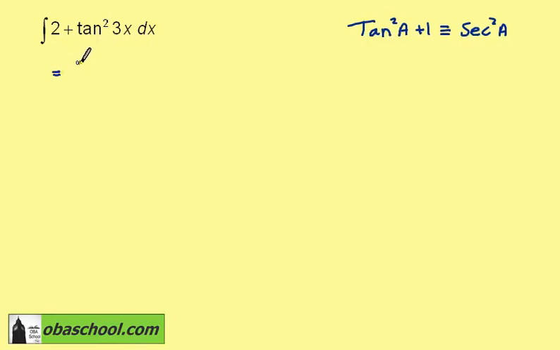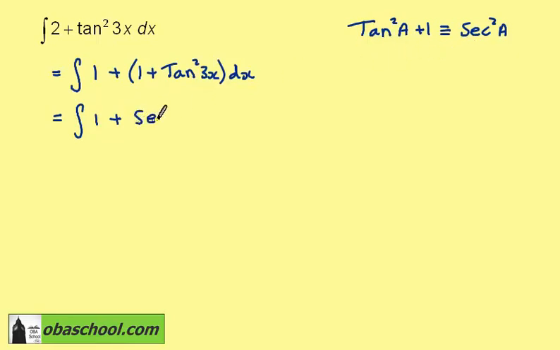If we rewrite this integral as 1 plus 1 plus tan squared 3x, all we've done is split the 2 into 1 plus 1. We can then see that we have the integral of 1 and replace this using the identity sec squared 3x.